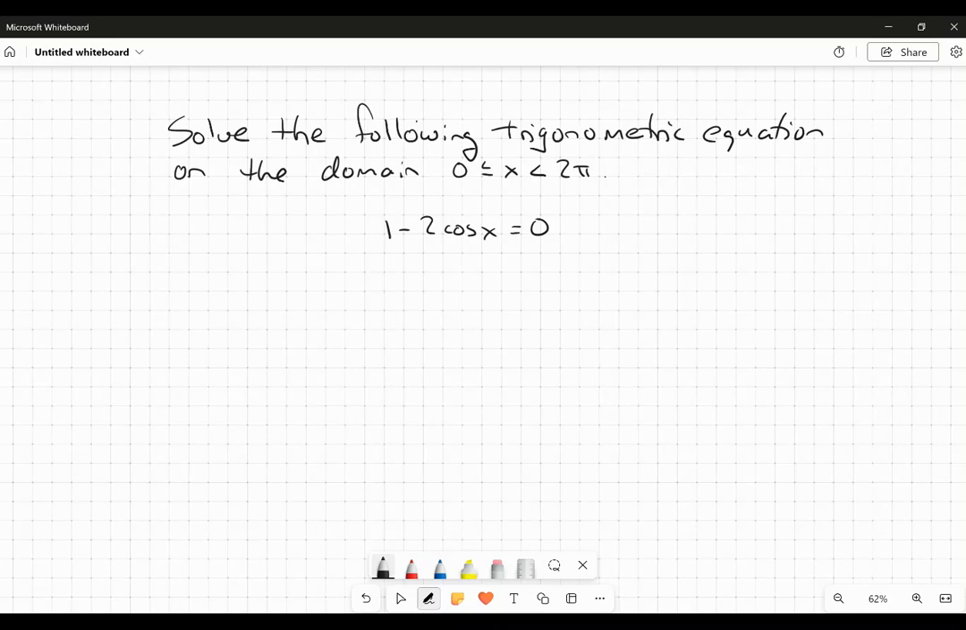Okay, hi everybody. So in this video here, we're going to just practice solving some trigonometric equations. We're going to solve the following trigonometric equation on the domain 0 to 2 pi. So that's just one complete rotation around the circle.